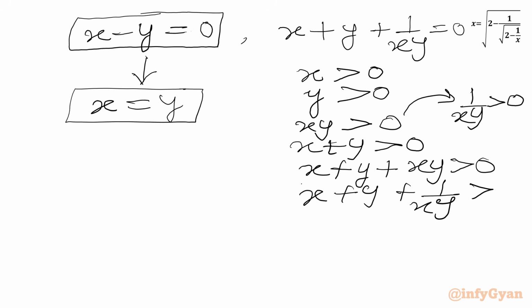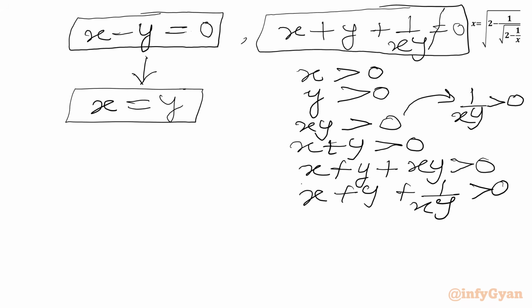This must be positive quantity. So this equation cannot hold true for x to be real. So we can reject this equation as we are looking for real solutions. So accepted x would be y, or y equal to x.